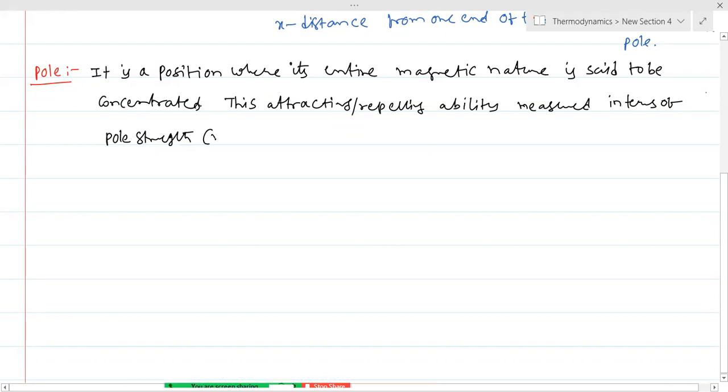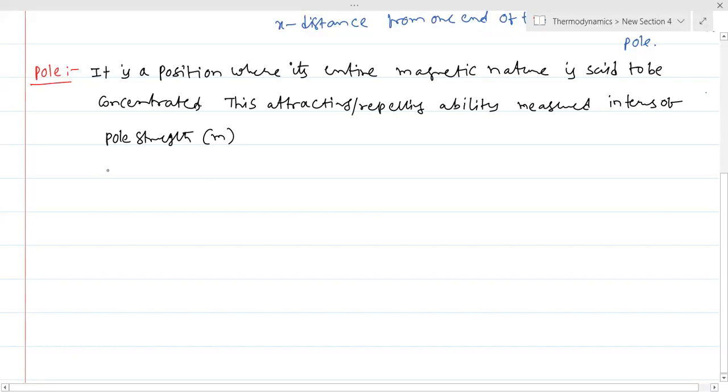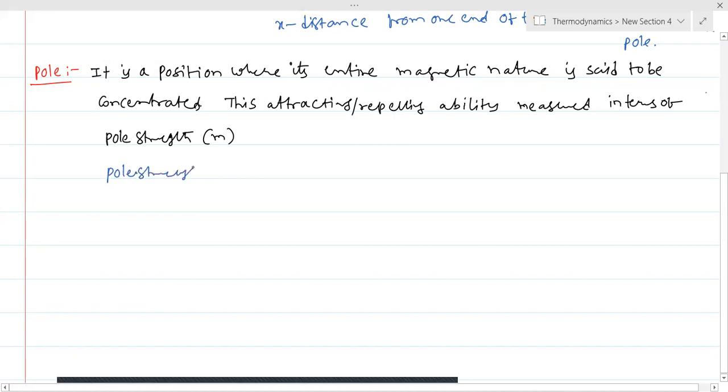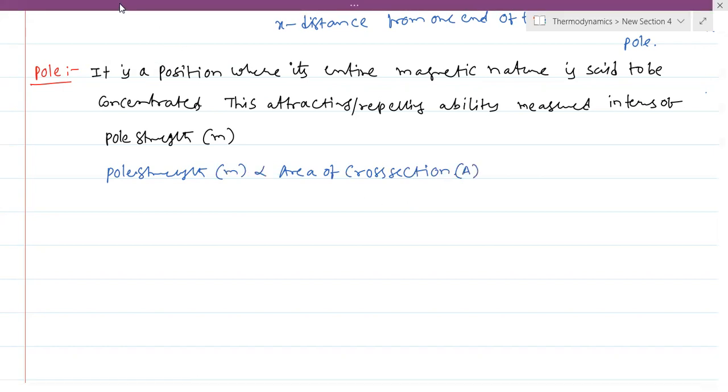The pole strength symbol is small m. And the pole strength small m is always proportional to the area of cross section. Small m is proportional to capital A, where capital A means area of cross section.